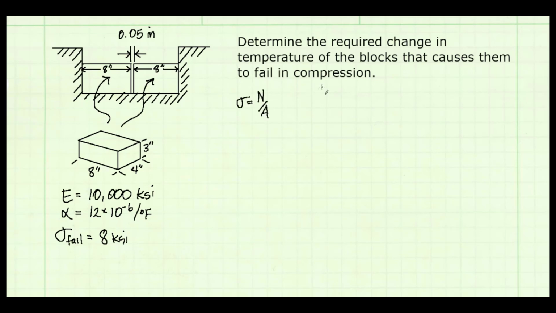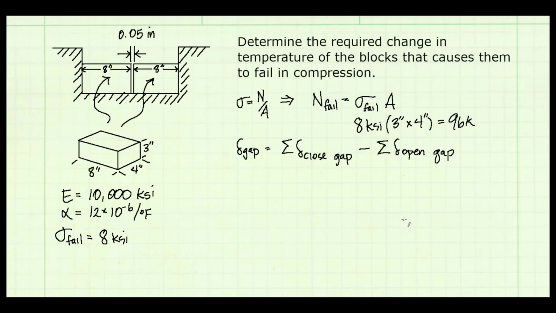Here's the equation for the stress in a block. We can rewrite it to calculate what normal force is required to fail the block. The cross-sectional area of the block is 3 inches by 4 inches, so 12 square inches. Therefore, a force of 96 kips is required to fail a block. Now, let's write the general purpose compatibility equation for thermal deflection problems. Here's our general purpose equation.